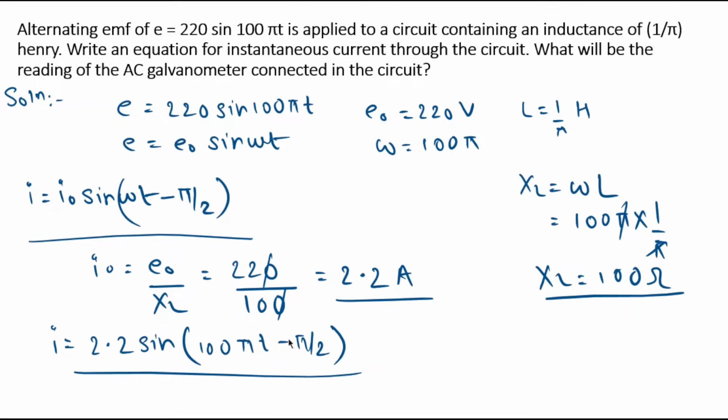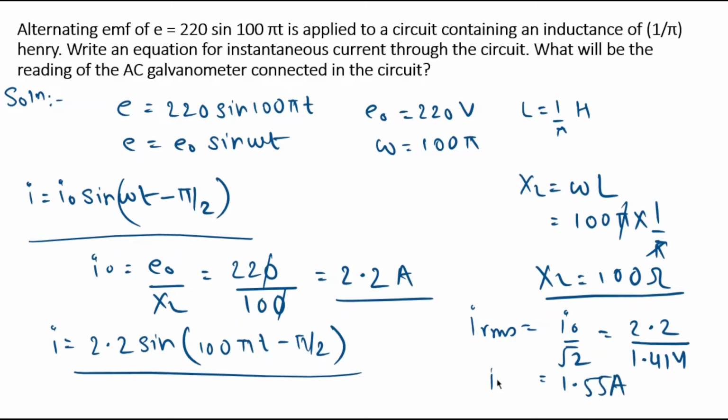We also need to find out the reading in the AC galvanometer connected in the circuit. We know that the galvanometer will record the effective current, that is the RMS current in the circuit. So for calculating the RMS value of current, we know I RMS is equal to I naught by root 2. So I naught is 2.2 and root 2 is 1.414. This comes out to be 1.55 ampere. So the galvanometer will record the reading 1.55 ampere when it is connected in the circuit.